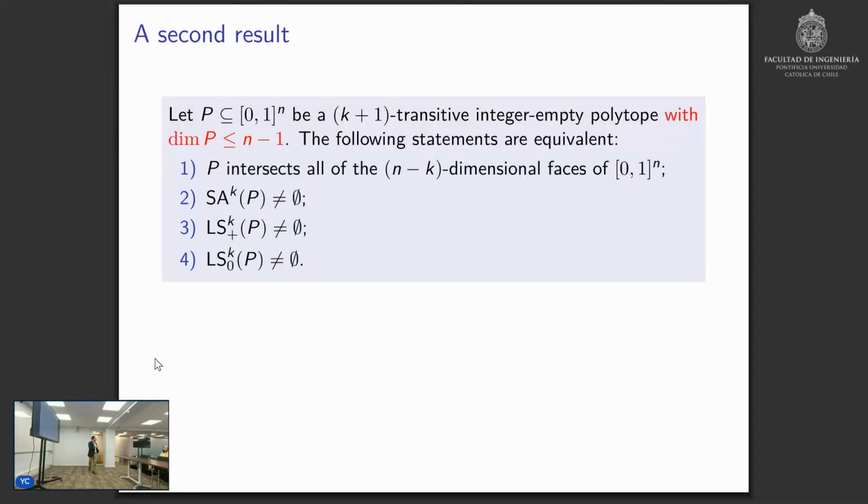And then, how many minutes do I have? 10 minutes. 10 minutes, okay.